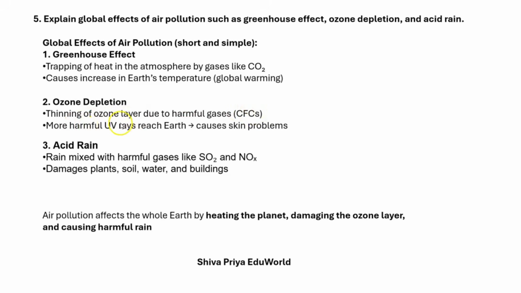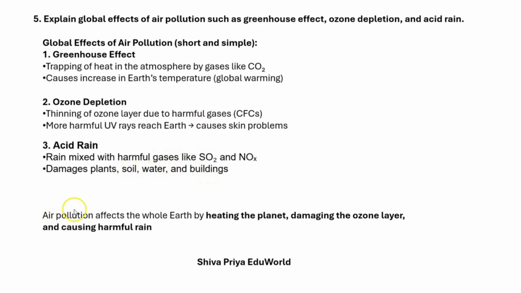More harmful UV rays reach the earth, which causes skin problems as well. If ozone depletion happens, then UV rays directly reach the earth's surface and it will cause skin problems as well. And acid rain is mixed with harmful gases like sulfur dioxide and nitrogen oxide. These gases will affect the environment, plants and animals as well. It damages the plants, soil, water and buildings as well.